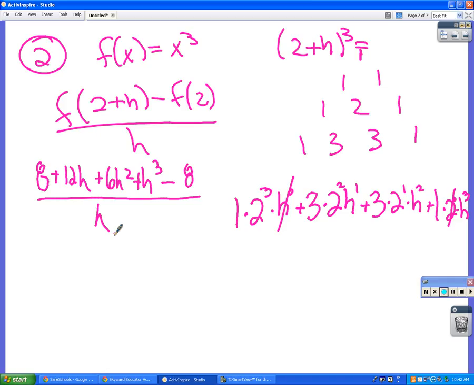Okay, what can I do on top? Cancel out the 8, so that leaves me 12h plus 6h squared plus h cubed over h. Oh, you want the higher power first? Yeah, you can do that. Okay, only because there is an h in every single term here, I can cancel this h with one h from all of these things here, okay?